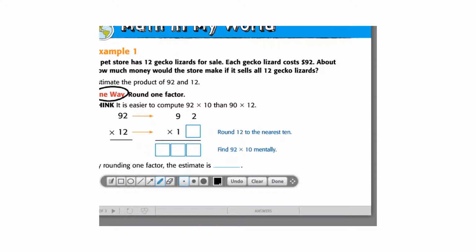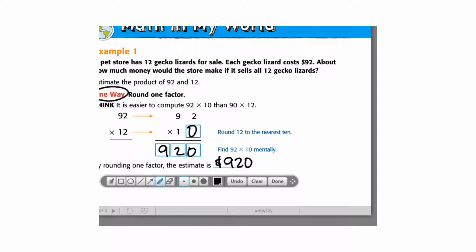So one way is to just change the 12 to a 10 and then multiply and get 920. Could you do that? Uh-huh. See how they only changed one of the numbers that time? So if you can change one of the numbers into a power of 10 like that, like a 10 or 100, then it might be a better deal to just leave one of the numbers alone and make it 920 as your answer. So the estimate would be about $920.